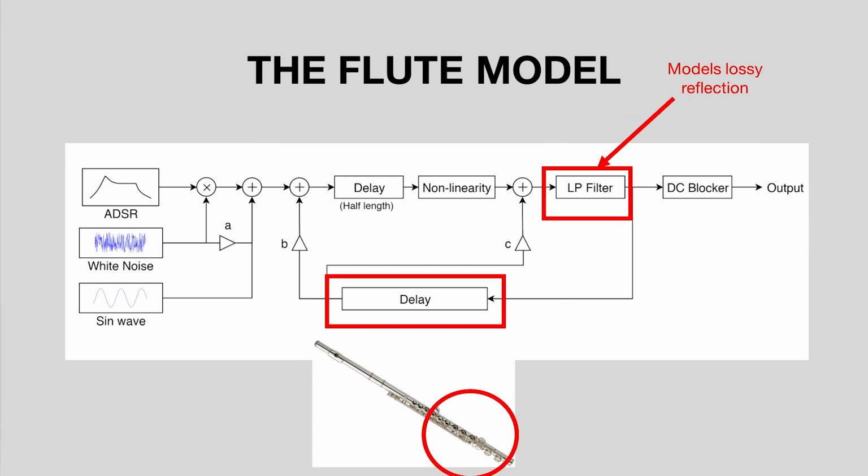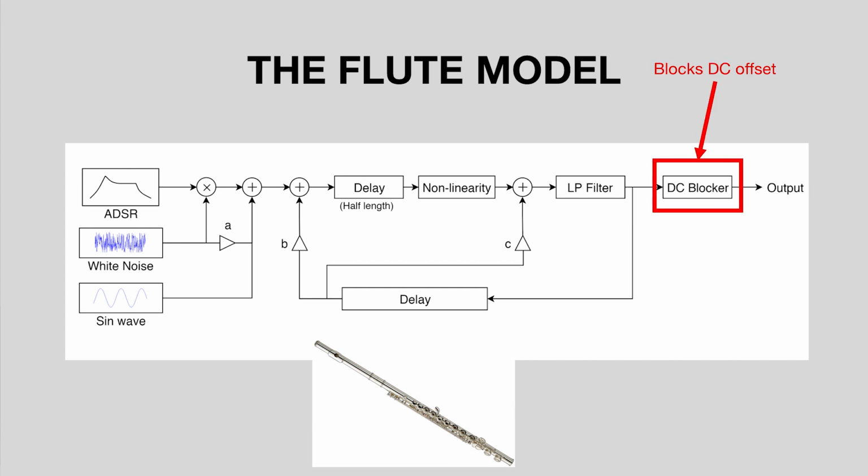A low-pass filter models a reflection on the end of the flute, which outputs into another delay line that represents air circulating back up the flute. Finally, as the model causes a DC offset, a DC blocker has been added to the output.